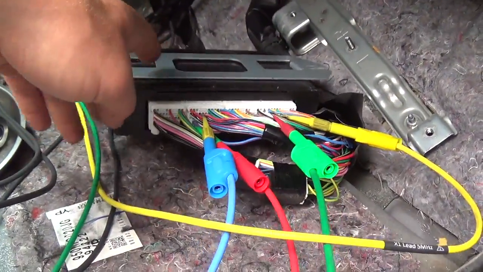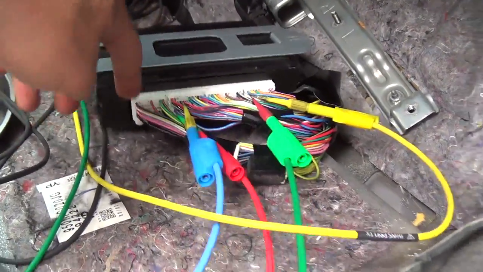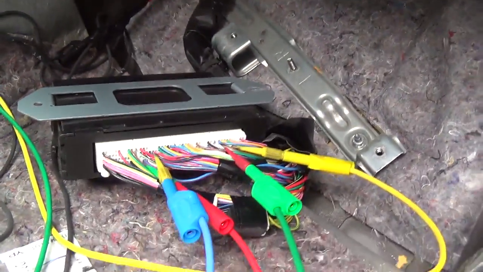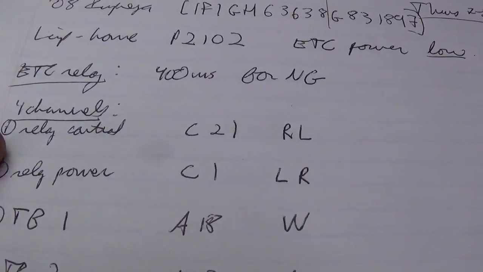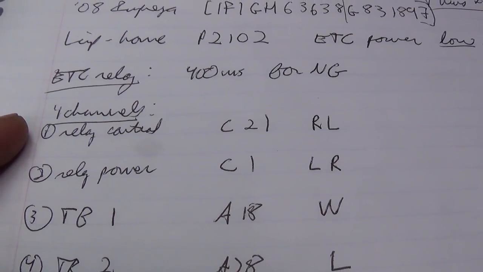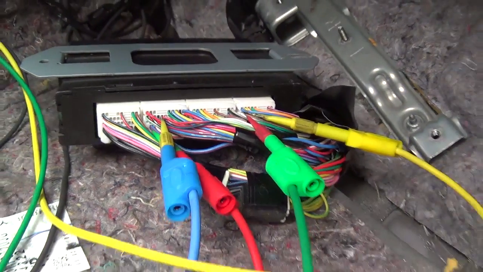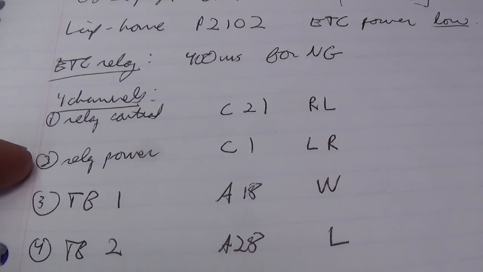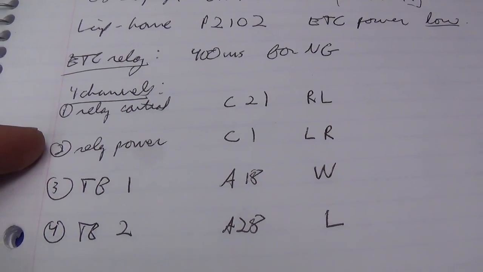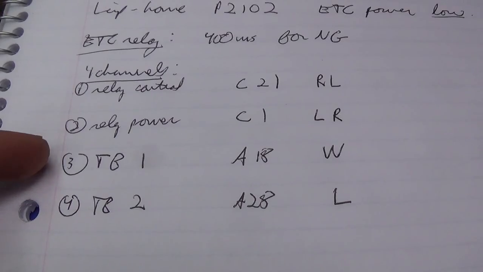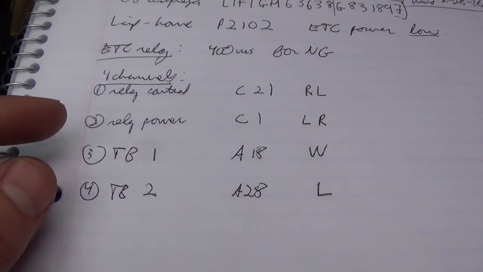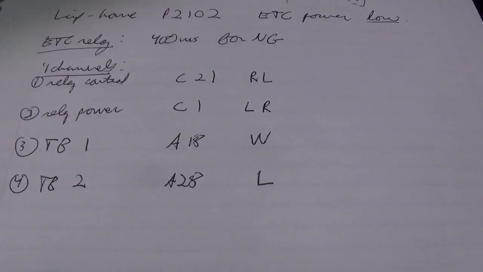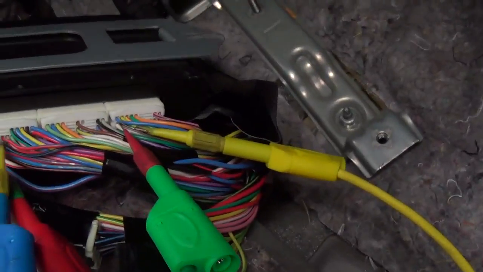So we have the PCM, or ECM rather, out right here by the passenger footwell. And our four channels, I have them labeled right here. Channel one's gonna be relay control. That's the blue channel. So that's on connector C, so C21. Then channel two is our relay power going to the ECM. And then three and four are the two throttle body control wires, like we saw in the schematic. So the yellow and the green right there.